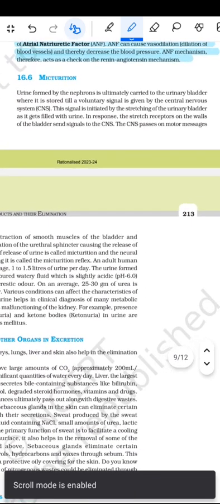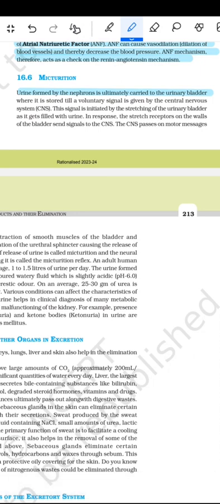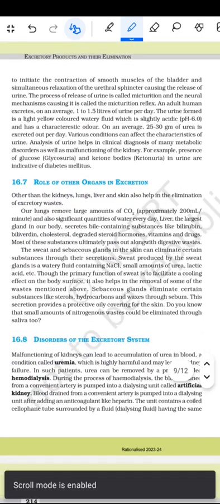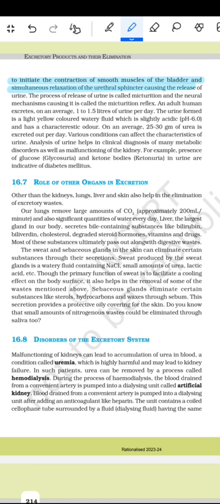तो कहता है micturition, तो कहता है कि urine formed by the nephron is ultimately carried to the urinary bladder where it is stored till a voluntary signal is given by the central nervous system CNS. This signal is initiated by the stretching of the urinary bladder as it gets filled with urine. In response, the stretch receptors on the walls of the bladder send signals to the CNS. The CNS passes on the motor message to initiate the contraction of the smooth muscles of the bladder and the simultaneous relaxation of the urethral sphincter causing the release of the urine. The process of the release of urine is called the micturition and the neural mechanism causing it is called the micturition reflex.